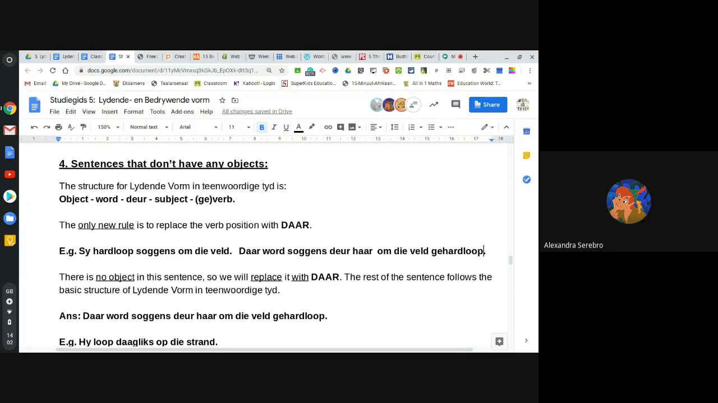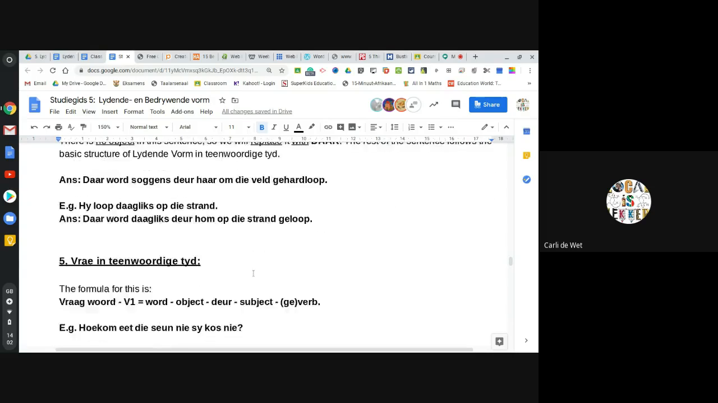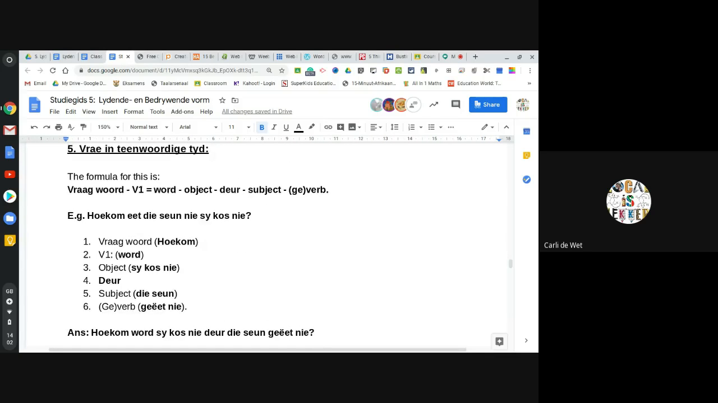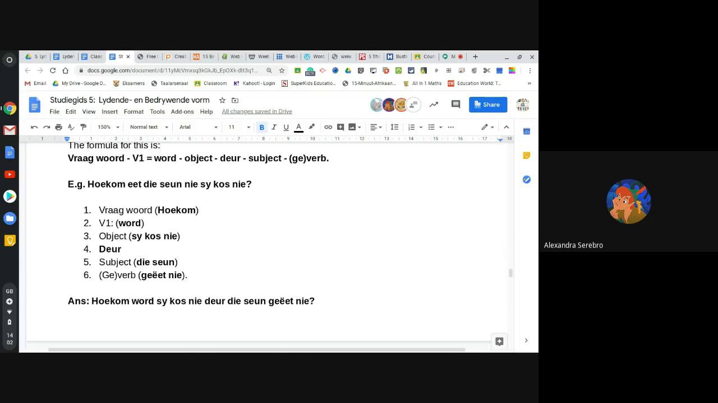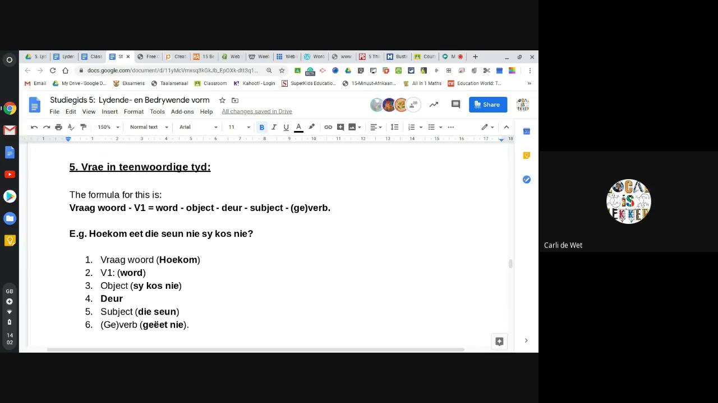Baie maklik dink ek, nê. Daar's nog 'n voorbeeld. Hy loop daagliks op die strand. Daar word daagliks is again a what word? Daily. Time. Deur hom op die strand geloop. Op die strand is weer 'n plekwoord. Okay. I just want to see how much I still have to do. Not a lot. Okay, kom ons kyk na vrae in die teenwoordige tyd.